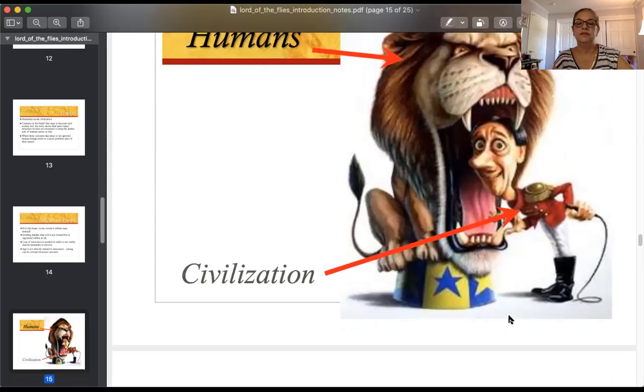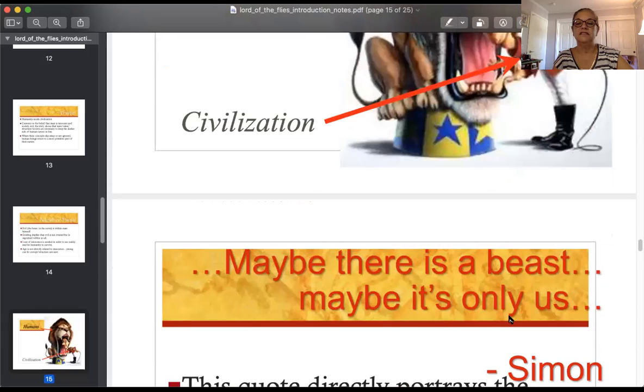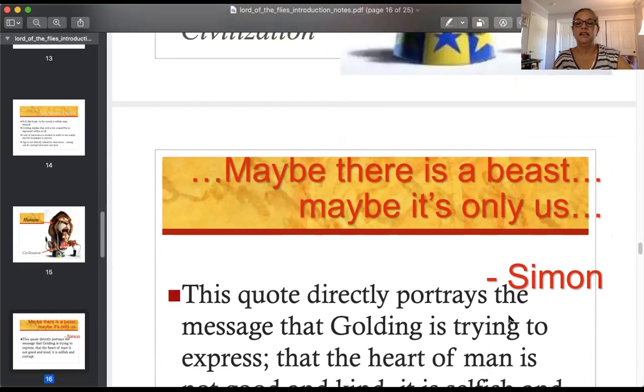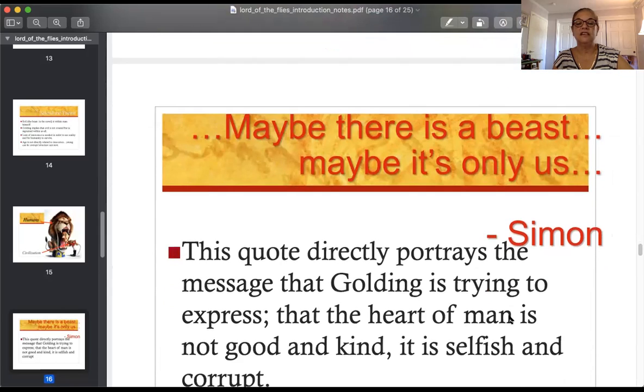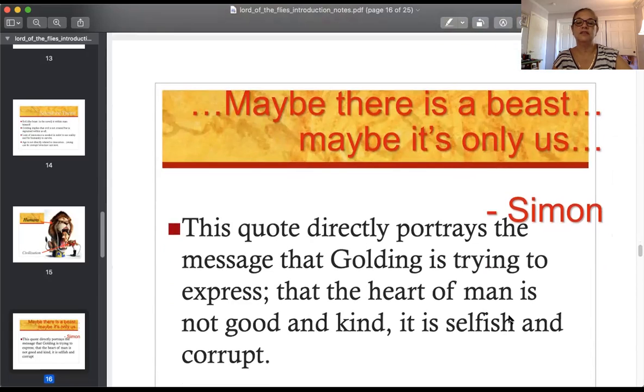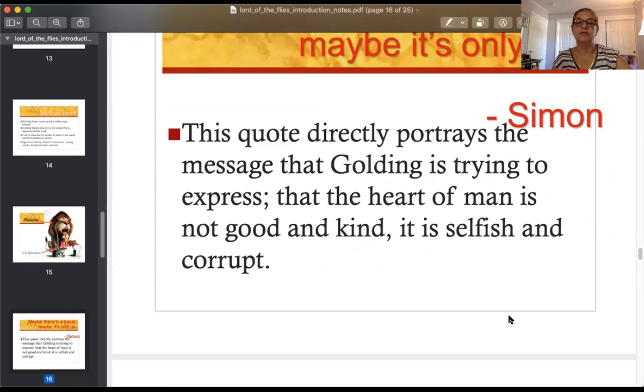So humans become uncivilized, and maybe, as Simon says, there is a beast. Maybe there is a beast, maybe it's only us. So this quote portrays the message that Golding is trying to express, that the heart of man is not good and kind, it is actually selfish and corrupt.